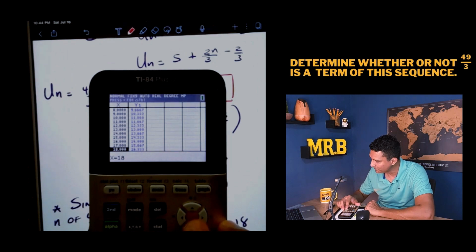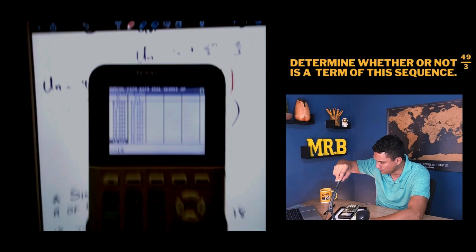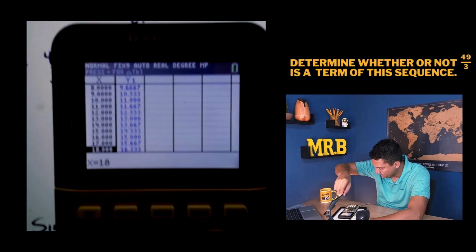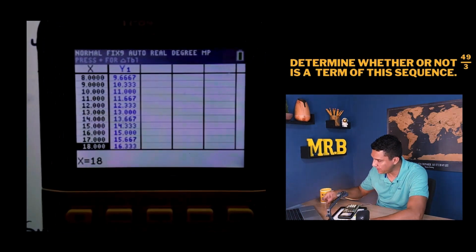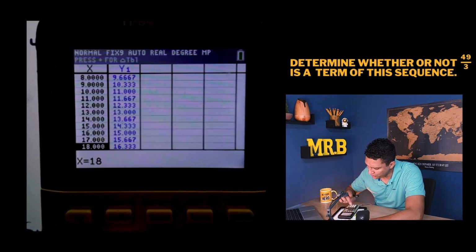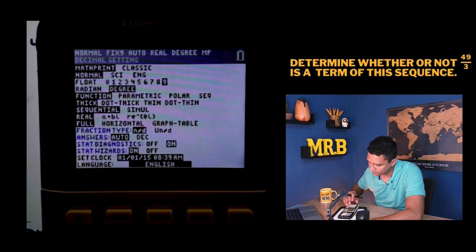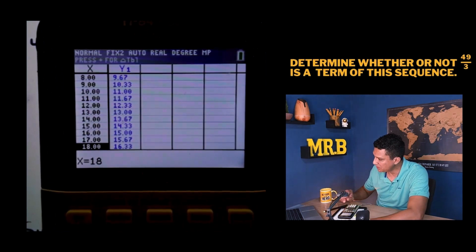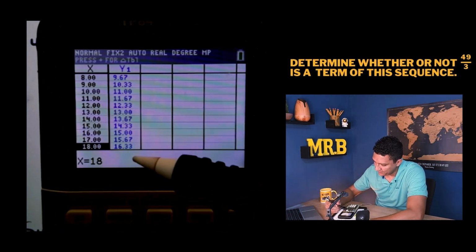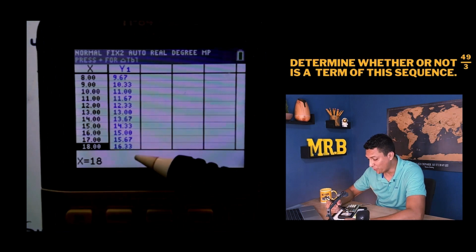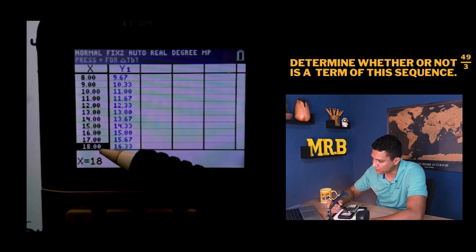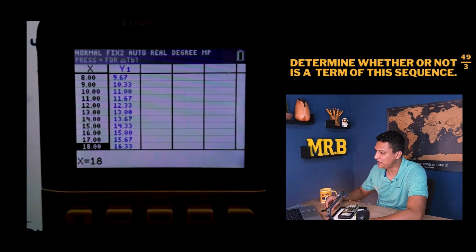And as you can see, here I'm going to zoom in on the video. So as you can see, the calculator is telling me, let me change the mode a little bit so I can get fewer decimals. Okay, second table. So look at this. It is telling me that the number 16.33, which is 49 thirds, is located in position 18. Therefore, it belongs to the sequence. So that is another way to solve the same problem.